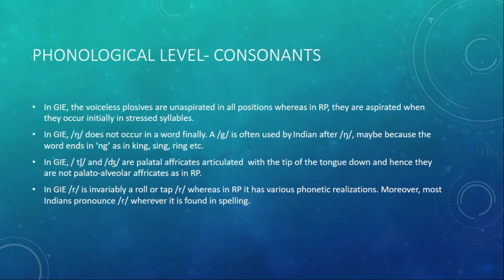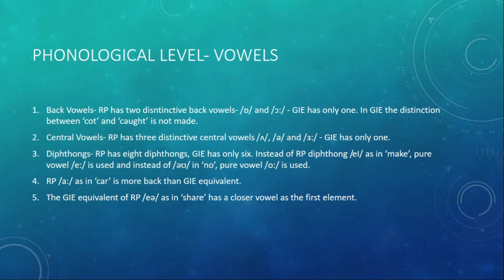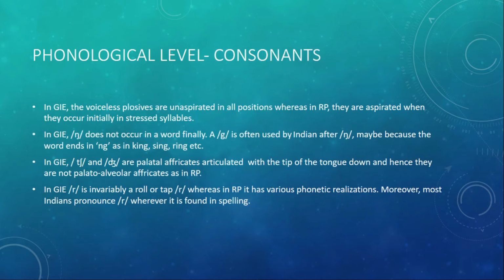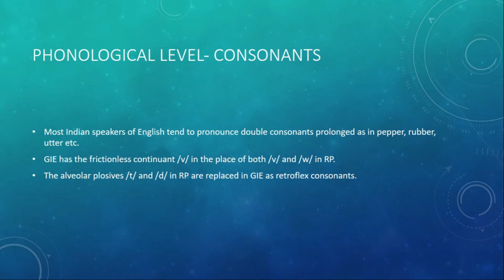Okay, so that is an example of roll or tap. So these are the differences at the phonological level between RP and GIE. And there are some more differences at the phonological level. That is, there are certain words like pepper, rubber, utter, etc.